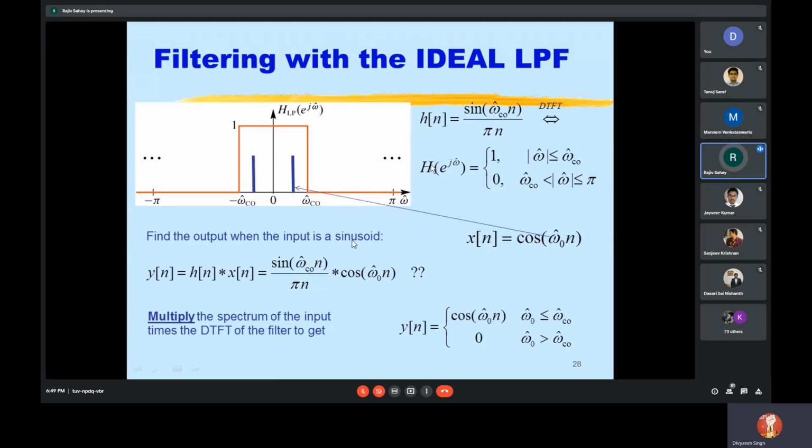If you see in the time domain, it is such a complicated operation. It is a sinc function convolved with a cosine. But in the frequency domain, it comes out very simple. So this is the advantage of using Fourier transforms. Fine. Is this idea clear?